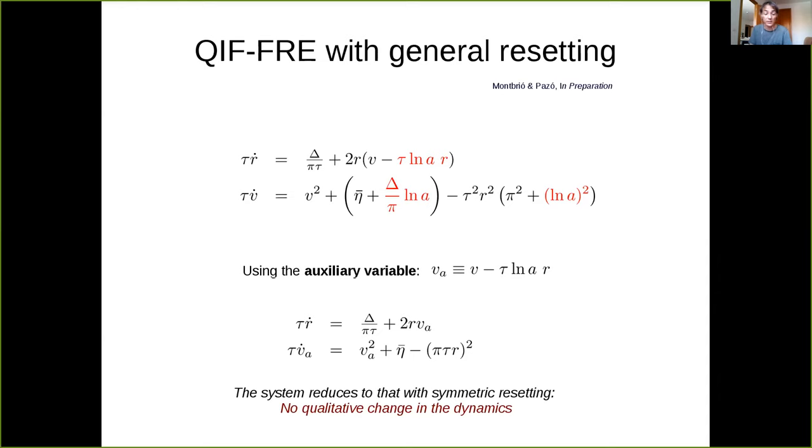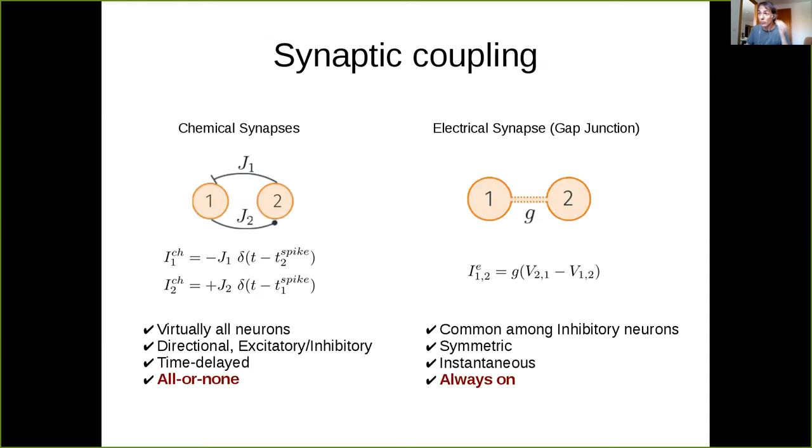But in this model, I didn't introduce synapses, so now I will model chemical synapses and electrical synapses. So I will couple the cells. Okay, chemical synapses, I will model them as current-based synapses.